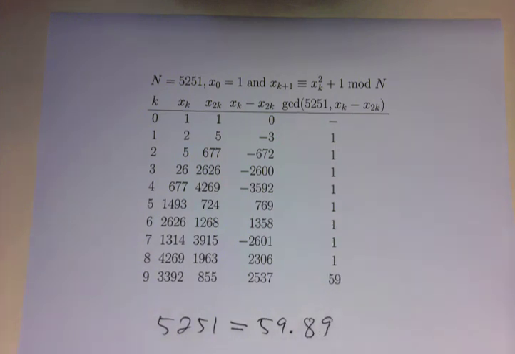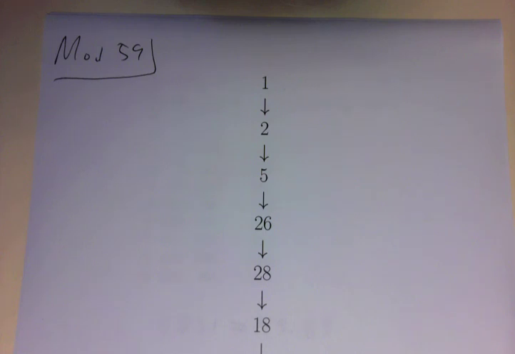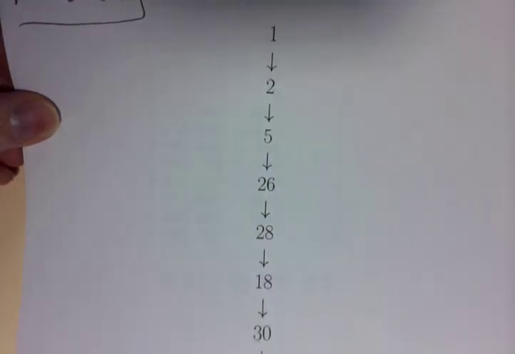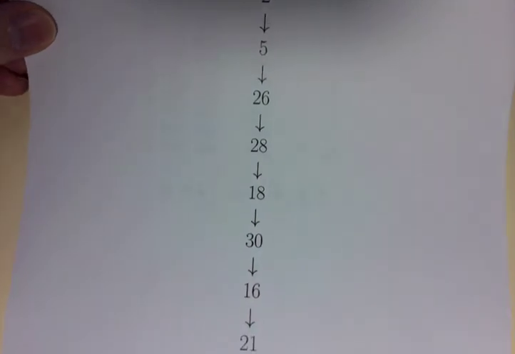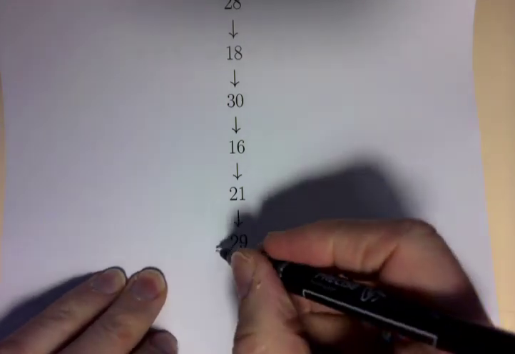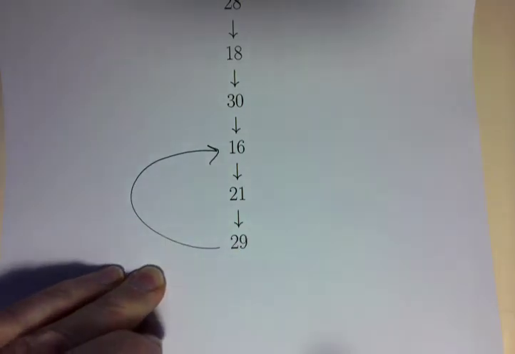But to really understand what's happening, let's look at the race modulus 59. That was the factor we found. So here's the race track. 1 goes to 2, 2 goes to 5, 5 goes to 26, and you have to calculate all the way to 29. And at 29, it goes back to 16. So here's the loop at the end.